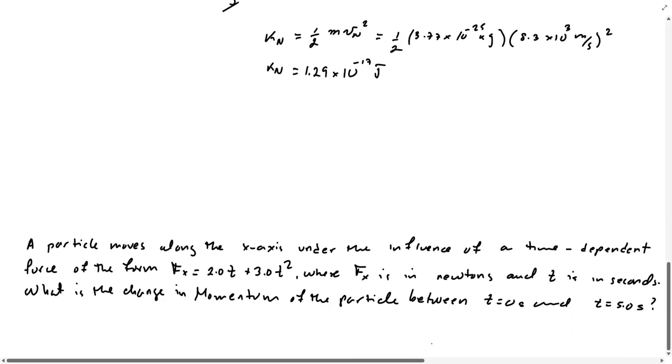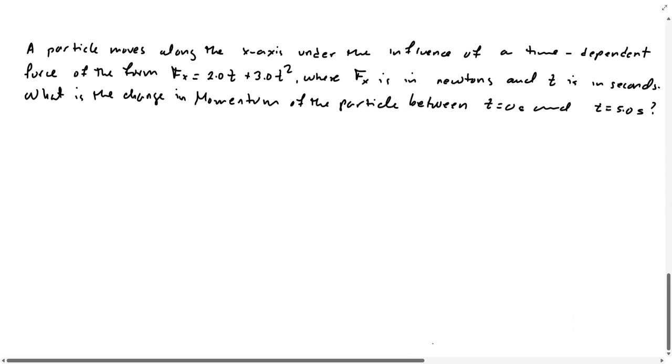In the second problem here, we have that a particle is moving along the x-axis under the influence of the time-dependent force of the form F sub x equal 2.0 t plus 3.0 t squared, where F sub x is in newtons and t is in seconds. So they ask what is the change in momentum of the particle between t equals 0 and t equals 5 seconds. So in this case, we're going to use some tools of calculus.